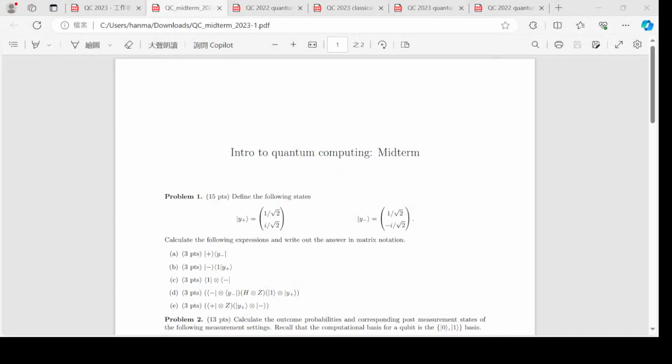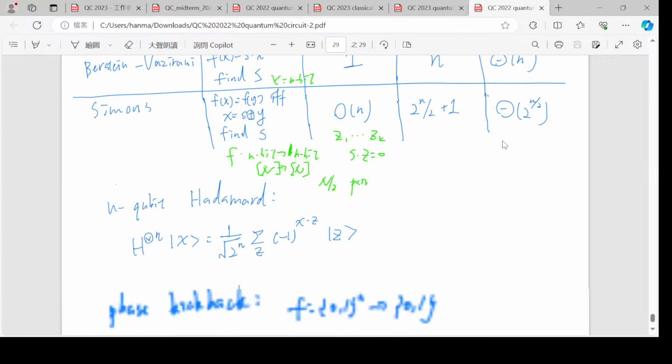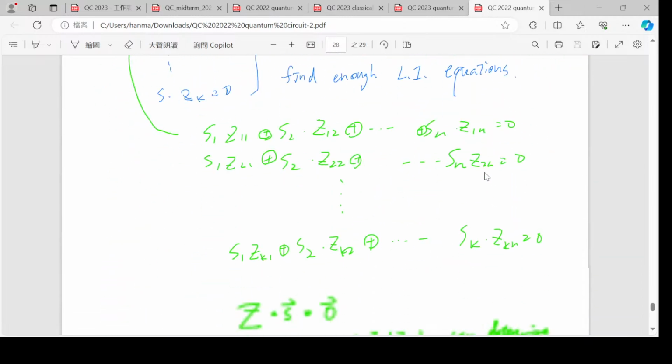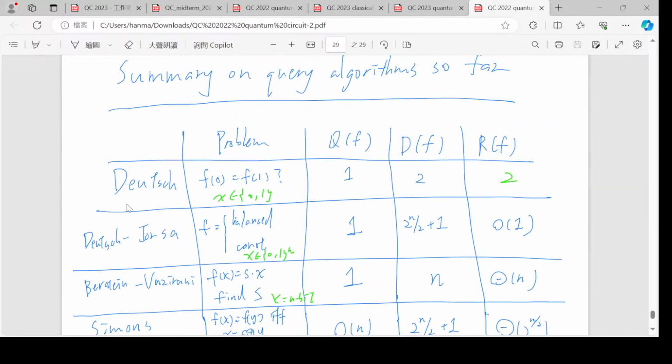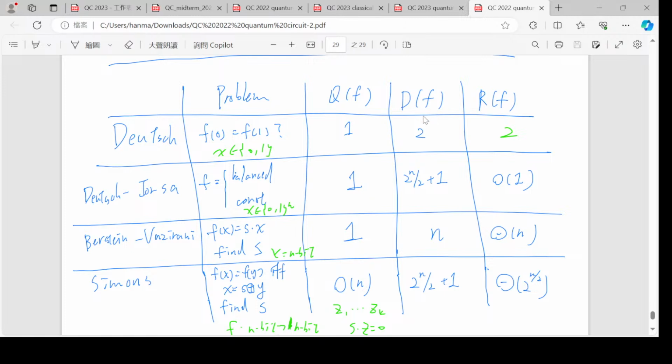Okay, looks okay. Any questions from last time? Well, I guess I'll still go through this quickly. This time we went over a lot of algorithms. We went over four different quantum algorithms: Deutsch-Jozsa, Bernstein-Vazirani, Simon's, and the assignments. They have bigger and bigger separation between quantum query complexity and classical query complexity.